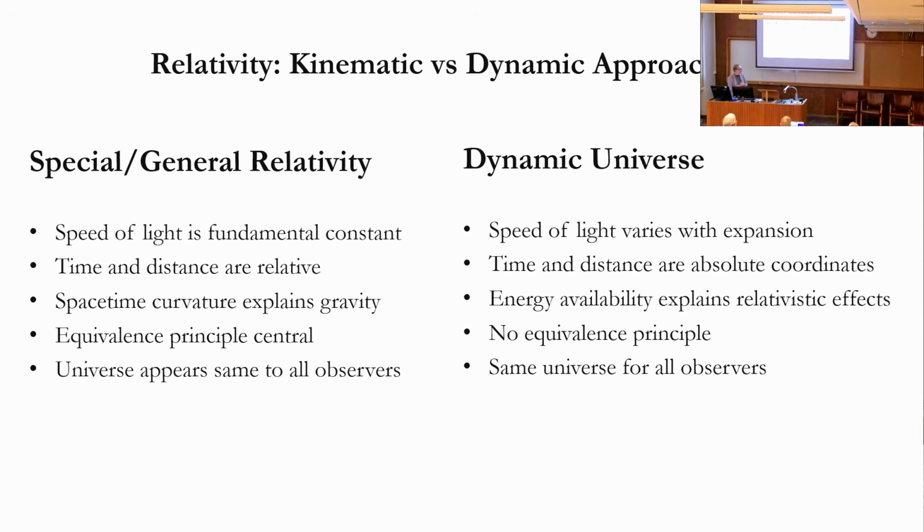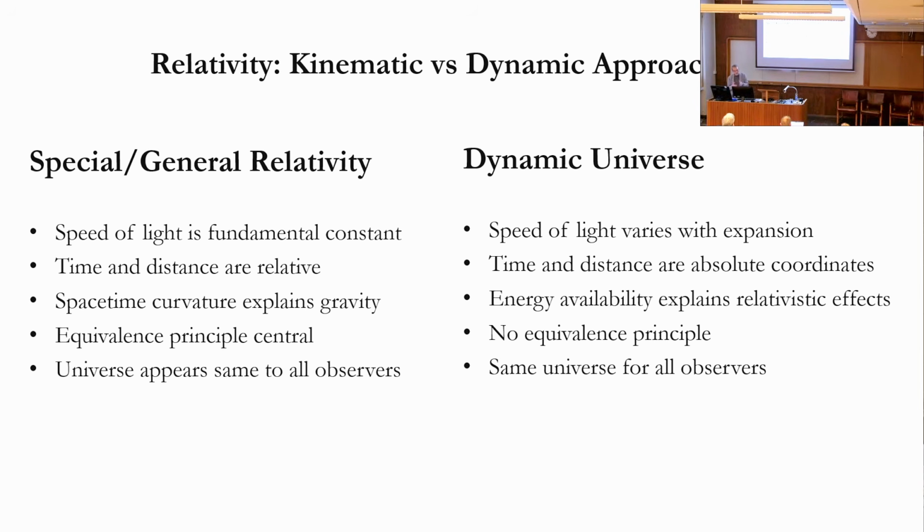So let's make some summarizing. Special and general relativity: speed of light is a fundamental constant. Time and distance are relative. Space-time curvature explains gravity. Equivalence principle is central in the theory. Universe appears the same to all observers. Pay attention to the last statement.